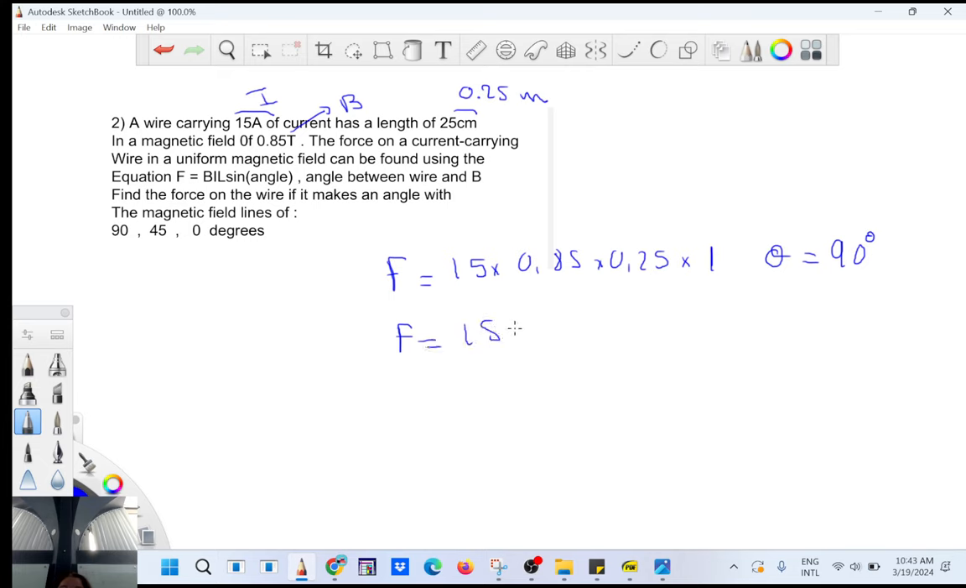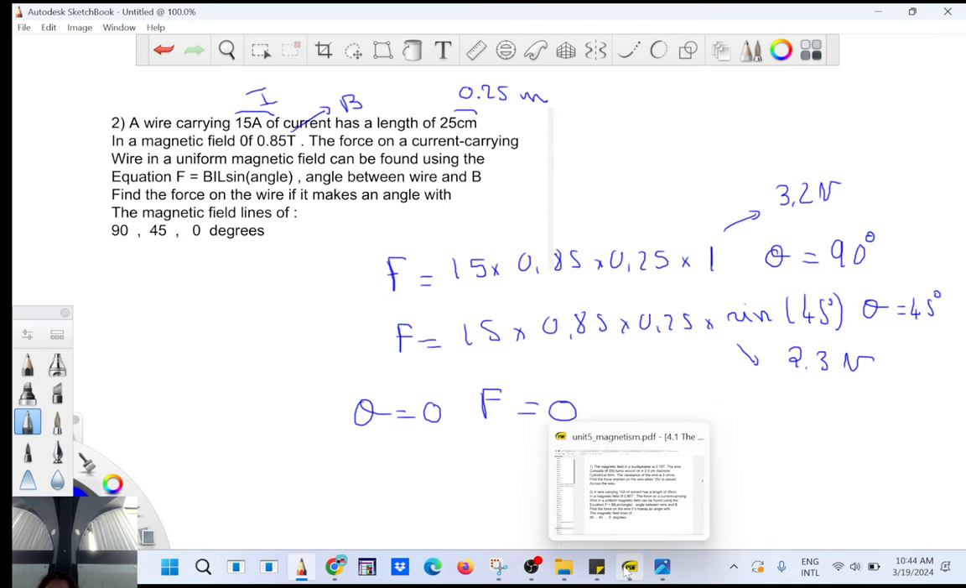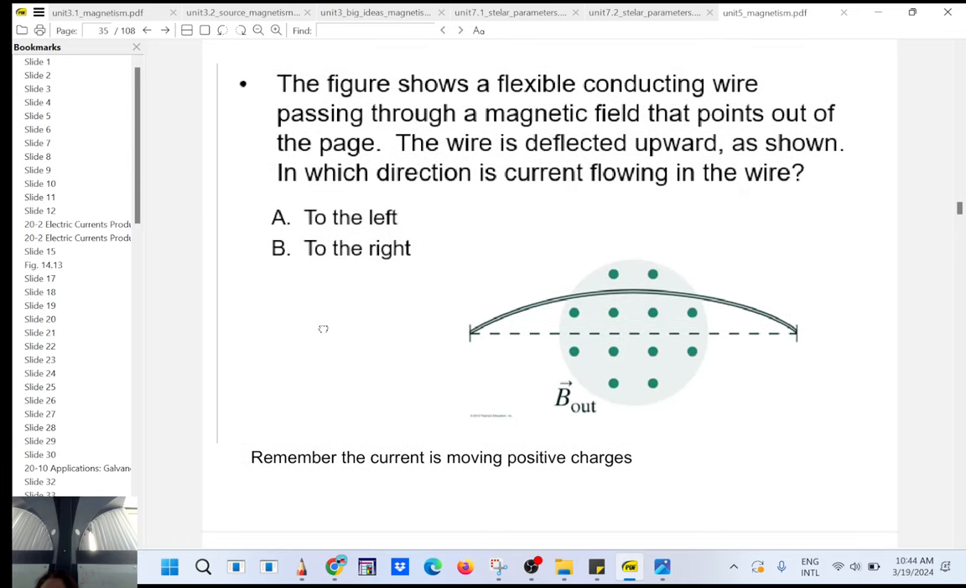If the angle is not 90 degrees, then you have to multiply by the sine of 45 degrees. Now, if the angle is 0, the force will be equal to 0. So in that case, the force will be 3.2 Newton. In that case, it's going to be 2.3 Newton, and this one equals 0. So that's the cross product, right? If the two vectors are perpendicular to each other, I have a maximum. And as I close here, I get to zero. So I leave that for the pop quiz.